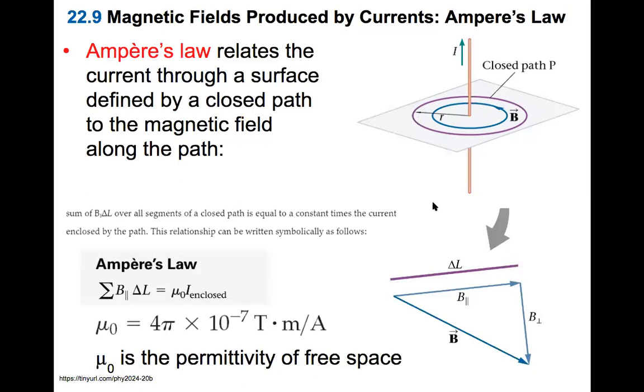You can use Ampere's law, just like we use Gauss's law for the electric field. Ampere's law says you take the strength of the magnetic field at a certain point, the component tangential to the path, times the small increment of path length, delta L. If you go through a closed path, you sum that up.